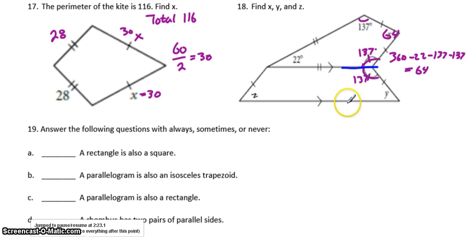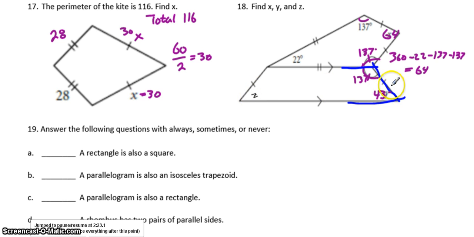Well, since these two sides are parallel, and this acts as a transversal, these are what we would call same side interior angles, and they're supplementary, which means we can take 137, subtract it from 180, and find that y will be 43 degrees.